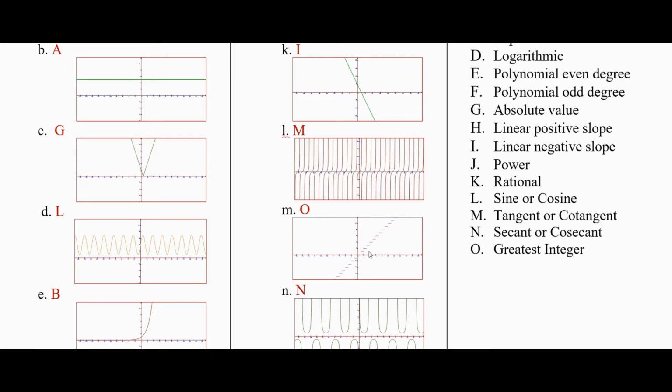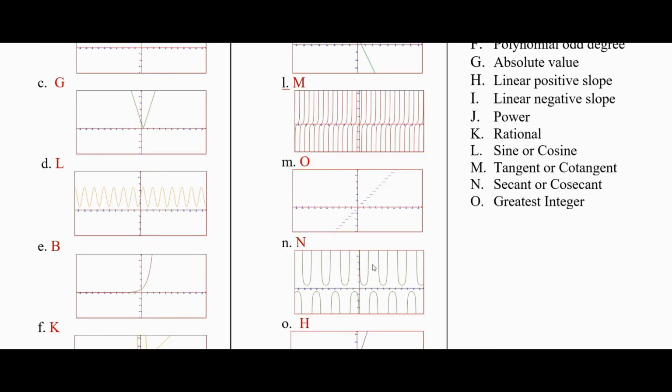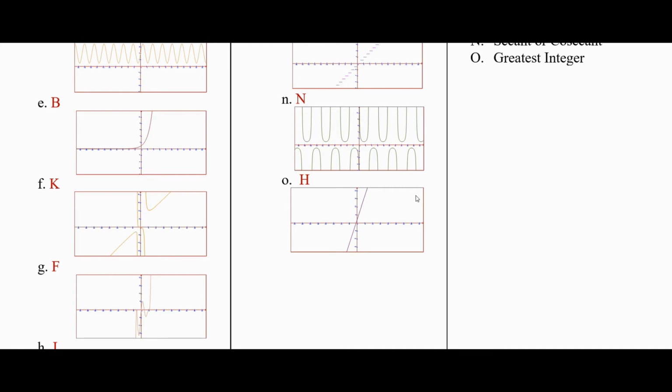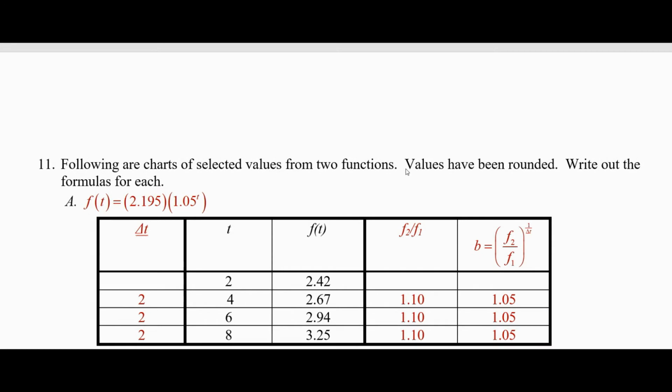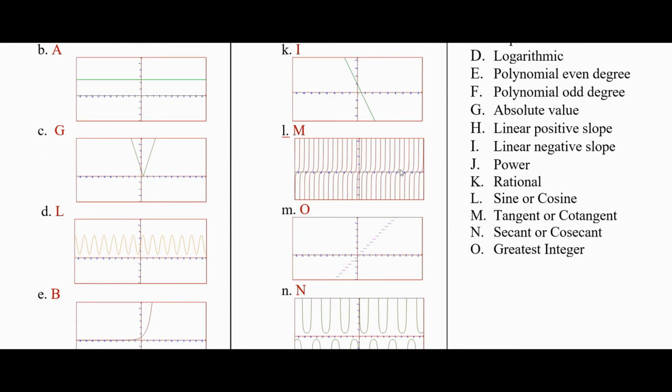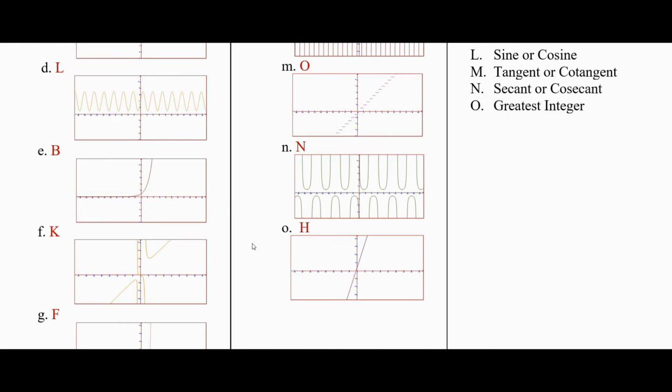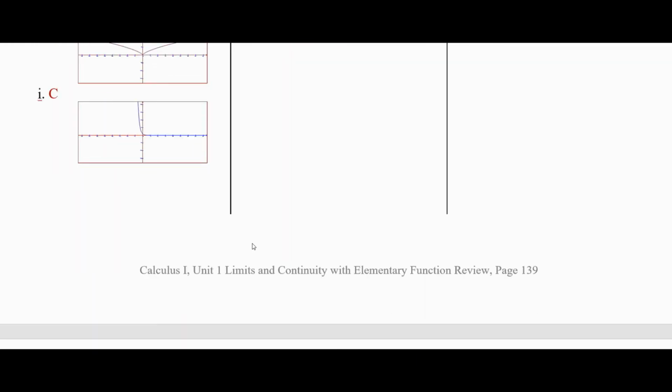That is a step function, maybe a greatest integer function. O. A secant or cosecant has a shape kind of like this. And another straight line, so it's a linear function. This one has a positive slope. So the point here is that you should be able to recognize some basic shapes of these different types of functions and just kind of know by looking at the shape what kind of function we're dealing with. You should be comfortable enough with these different types of functions to just know that.